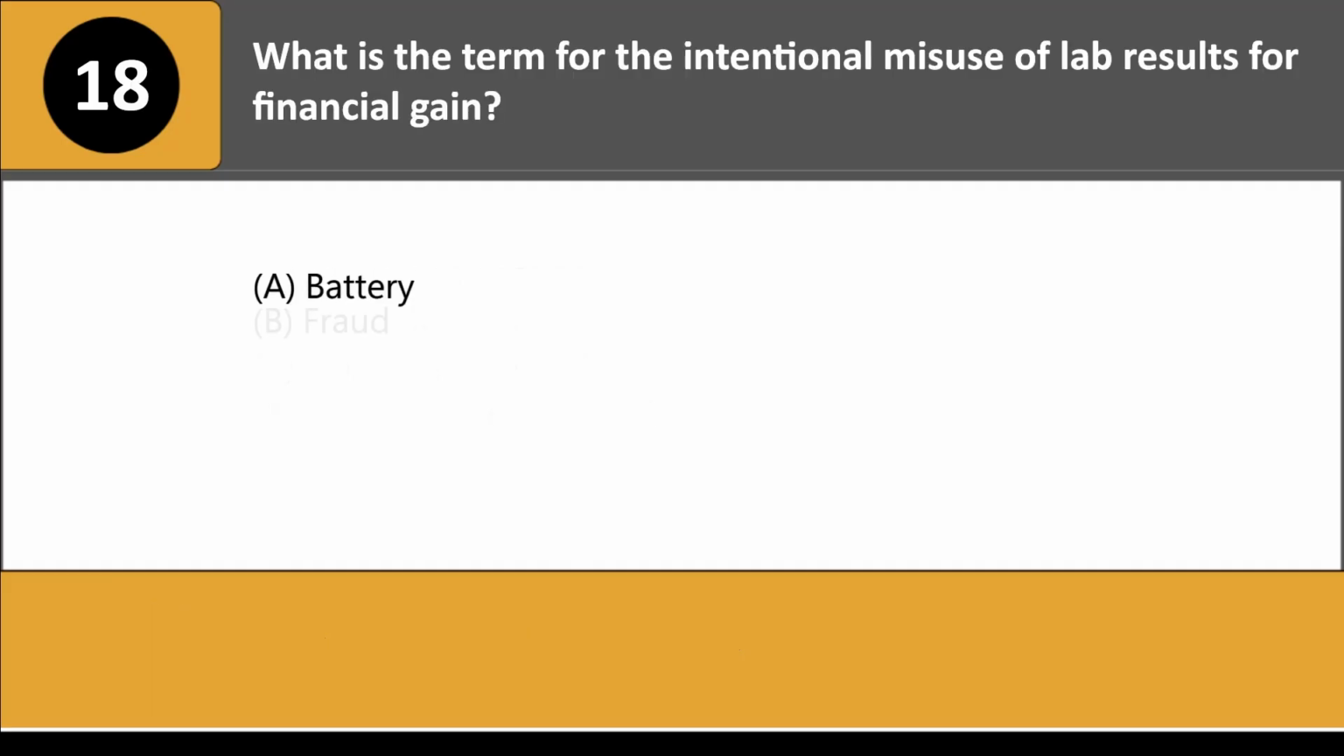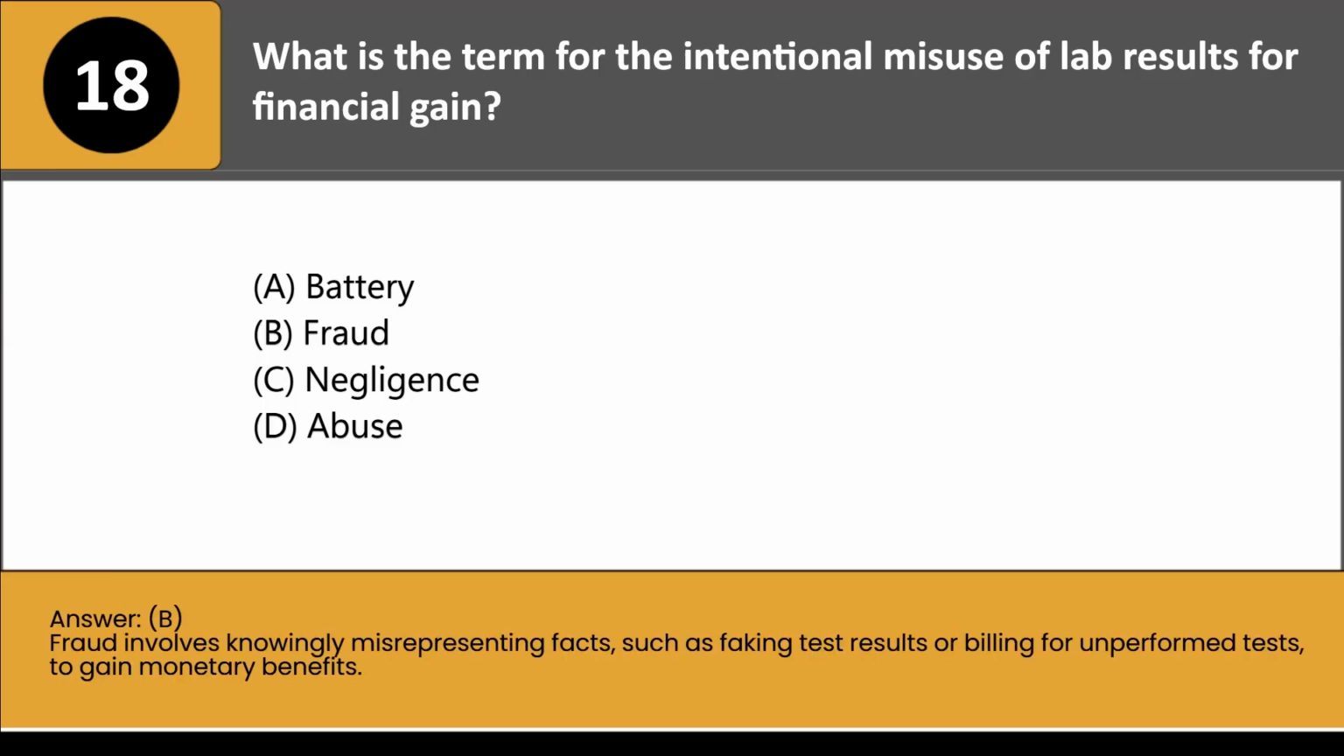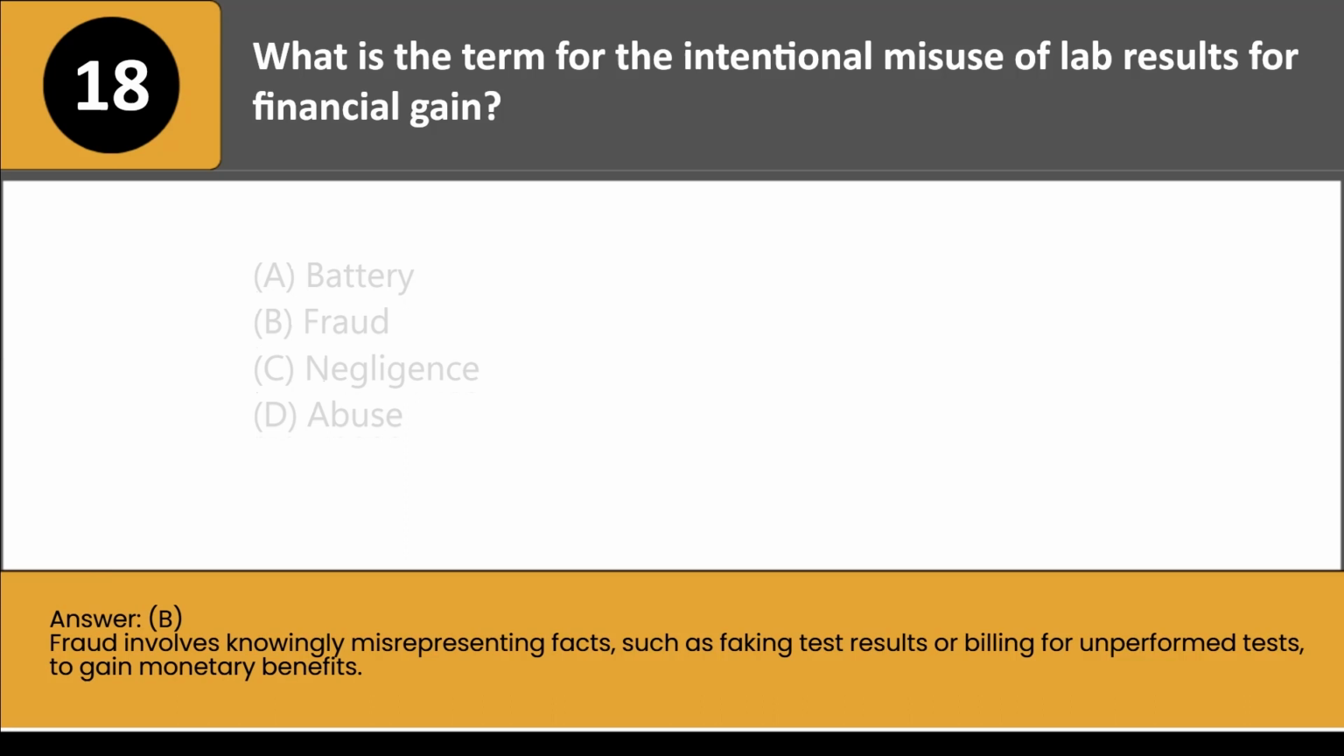What is the term for the intentional misuse of lab results for financial gain? A. Battery. B. Fraud. C. Negligence. D. Abuse. Answer B. Fraud involves knowingly misrepresenting facts, such as faking test results or billing for unperformed tests, to gain monetary benefits.